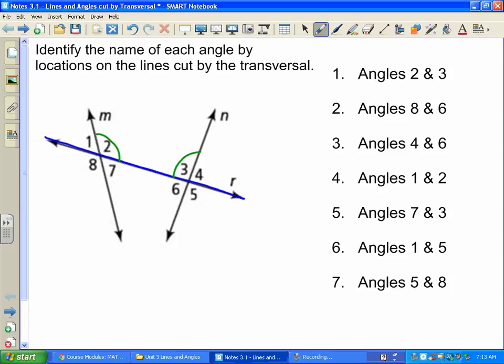Now what you'll notice is angle 2 and 3 are on one side of this particular transversal. So we would say they're on the same side. They're also between the two lines. Therefore, because they're between the two lines, we call that the interior. So these are same side interior angles.